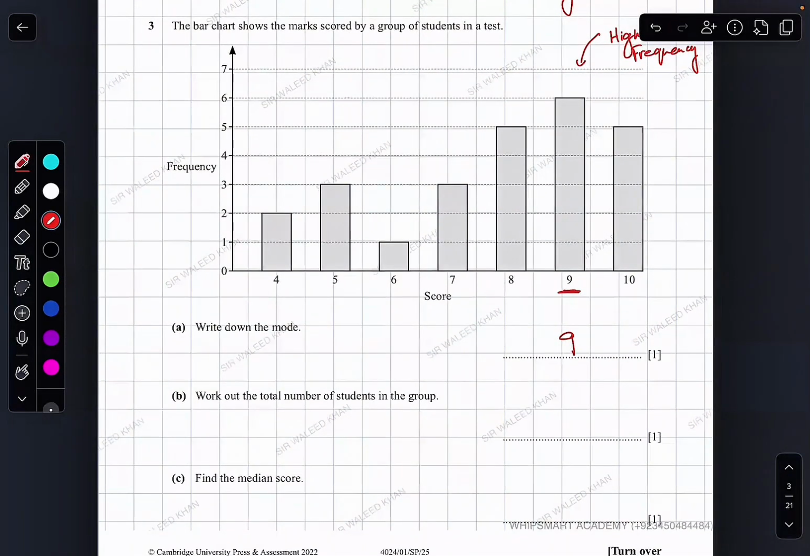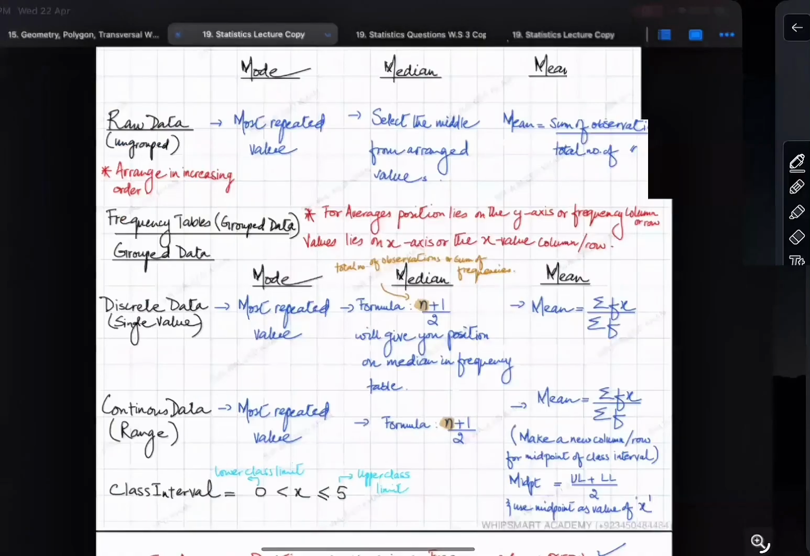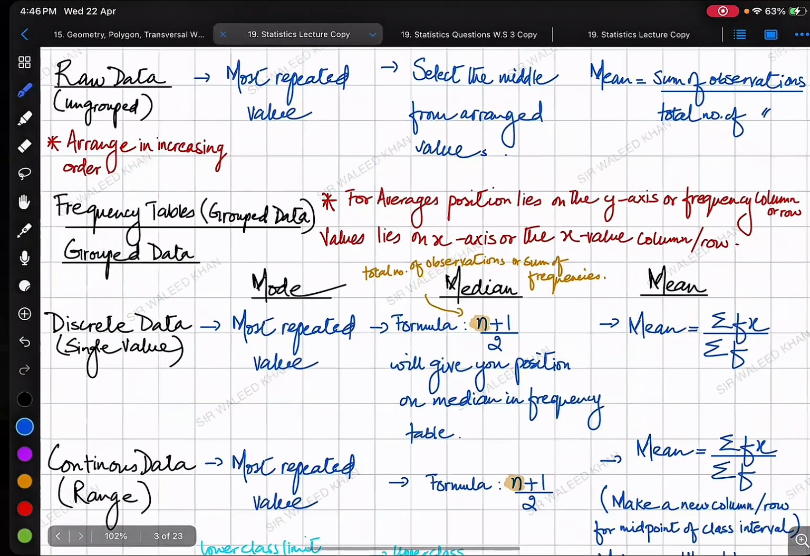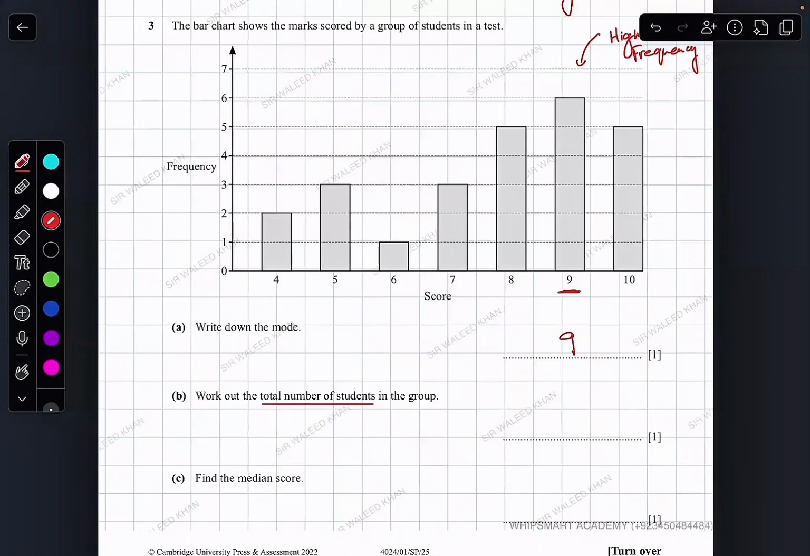Okay, work out the total number of students in the group. So total number of students means, whenever we are dealing with the formula, for example, like this over here, in which we are talking about n. Okay? N is the total number of observations. It's the same as the sum of all frequencies. N is the sum of all frequencies.